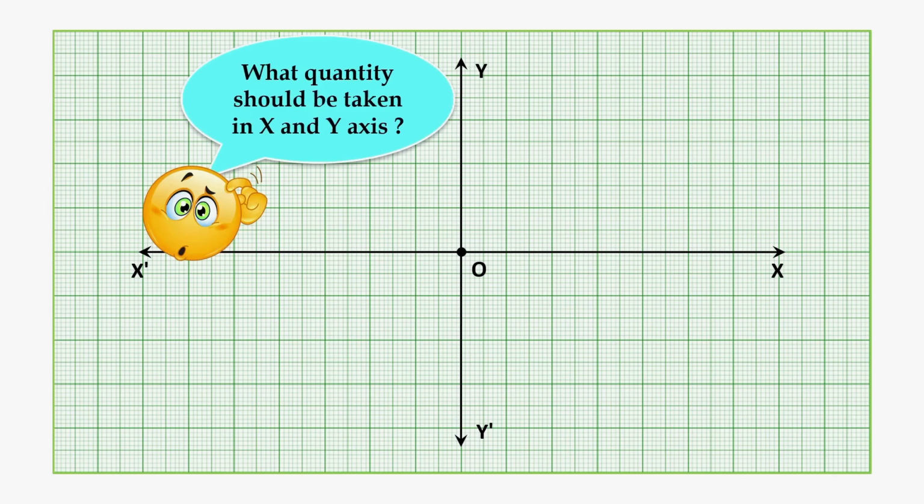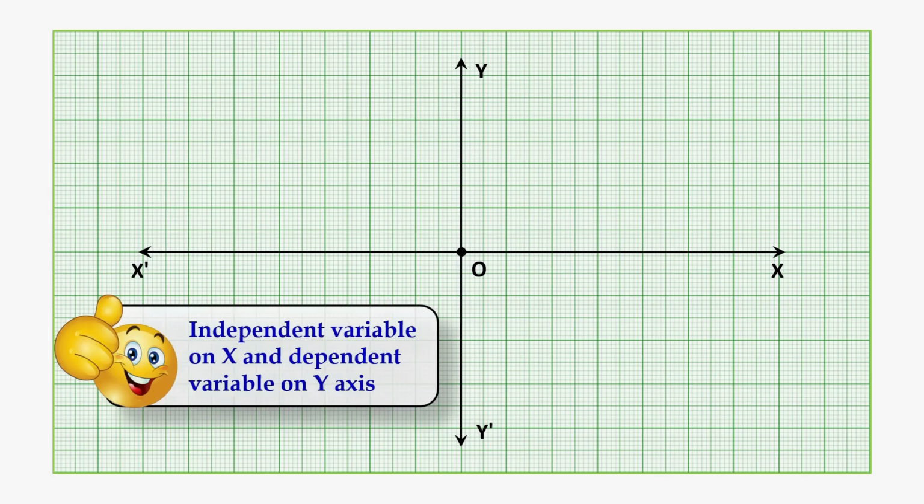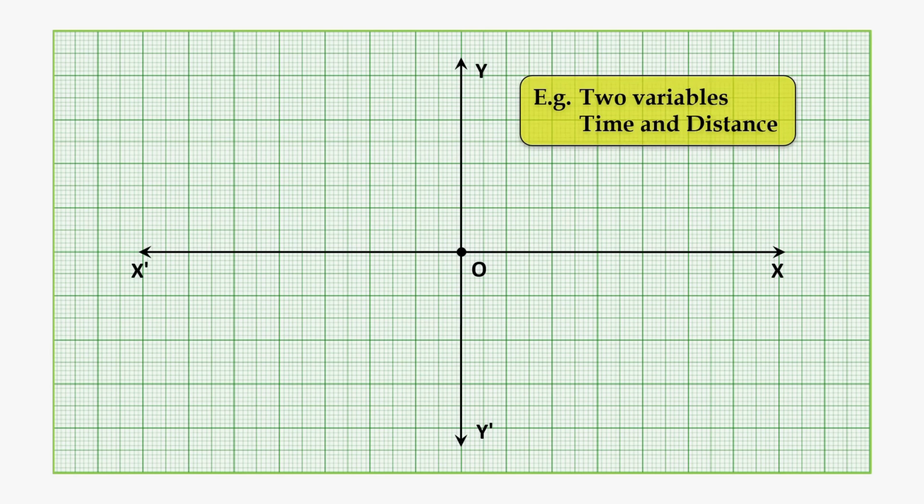Now let us understand an important question while drawing a graph. What quantity should we take on the x-axis and the y-axis? In any graph, we always deal with two variables. The independent variable is taken on the x-axis, and the dependent variable is taken on the y-axis. The independent variable is the quantity that we can change freely. The dependent variable is the quantity that changes because of the independent variable.